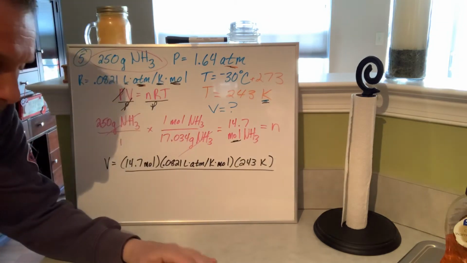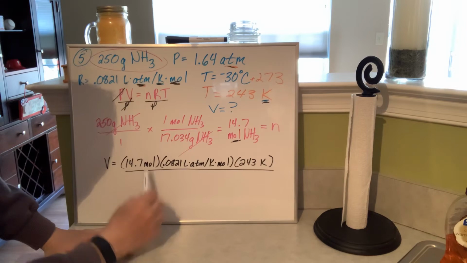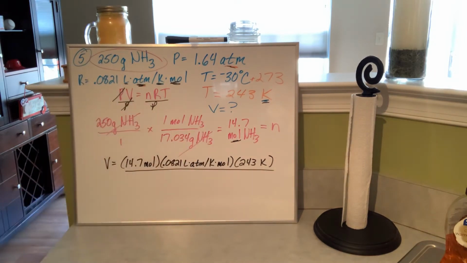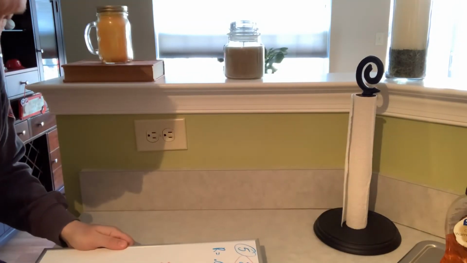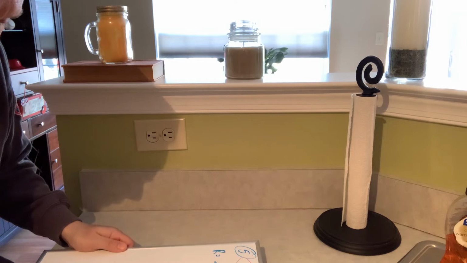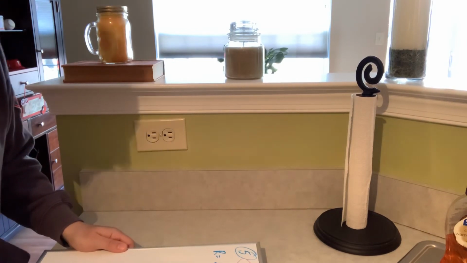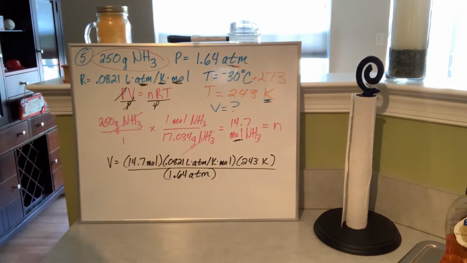Okay, so now what? We got our N, R, T. Now we've got to divide by P. Okay, we're going to divide by 1.64 ATM. Now, before I show you the answer, I just want to, again, let you see the whole paper, right? As I drop my answer key.